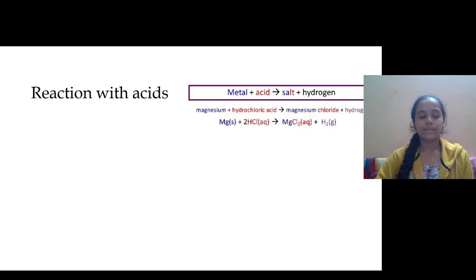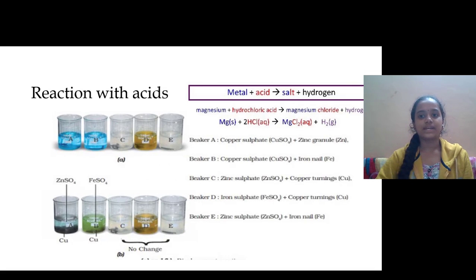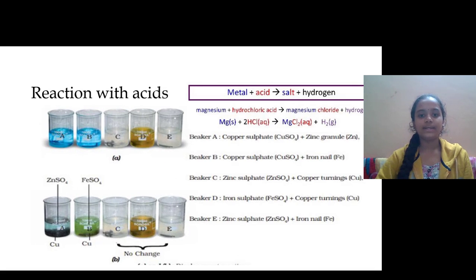Reaction with acids. The metal reacted with acid gives rise to salt and hydrogen. In beaker A, which is filled with copper sulfate and zinc granules, we can observe that zinc sulfate is produced, and in beaker B, copper sulfate is mixed with iron nails and iron sulfate is formed. In beakers C, D and E, we find no changes.